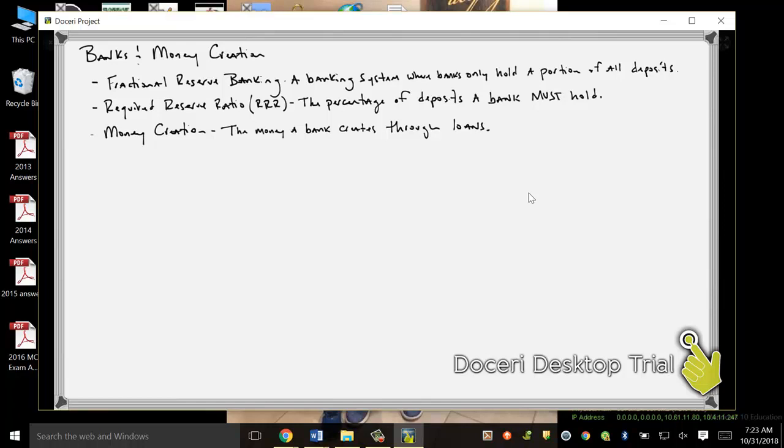And last, we're going to be talking about the idea of money creation. Money creation is just the money that a bank creates through loans. And anytime loans are given out, we say that that is an increase to the money supply. Add that here. This is an increase to the money supply.